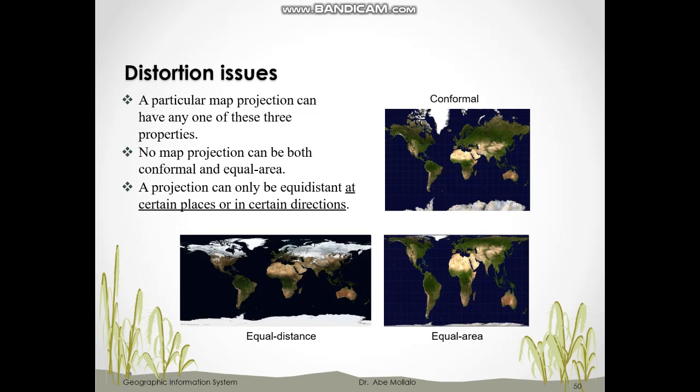So a particular map projection can have any of these three properties, okay? So there is no map projection that can have all of these properties at the same time. There is no map projection that can preserve shape, area, and distance, okay? So there is a mathematical proof for that. And also there is no map projection that can even preserve two of these properties. There is no map projection that can, for example, be both conformal and equal area. It is not possible, okay?